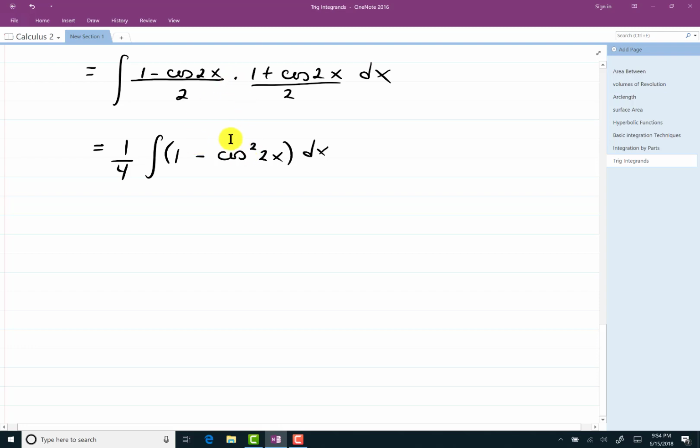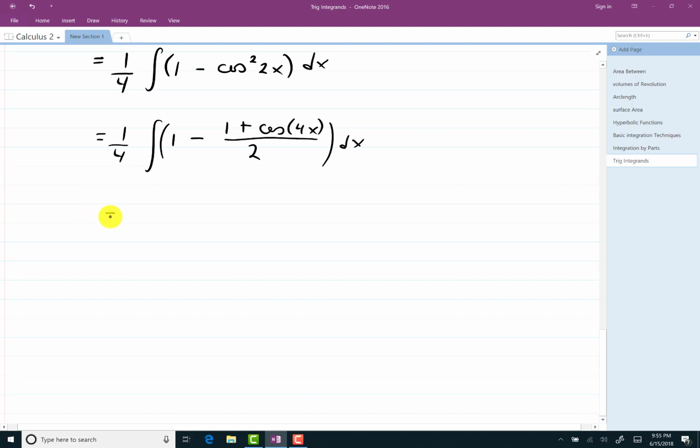Now, I have a square, so I'm going to apply the formula again. So the formula for this was 1 plus cosine. Now, it's going to be 4x over 2, because you multiply by 2 whatever was inside of here. So 2 times the 2x gave me the 4x. Let's see, this is 1/4 the integral, well, there's no limits, 1 minus 1/2 minus cosine of 4x divided by 2. I'll simplify here. 1 minus 1/2 will be 1/2.